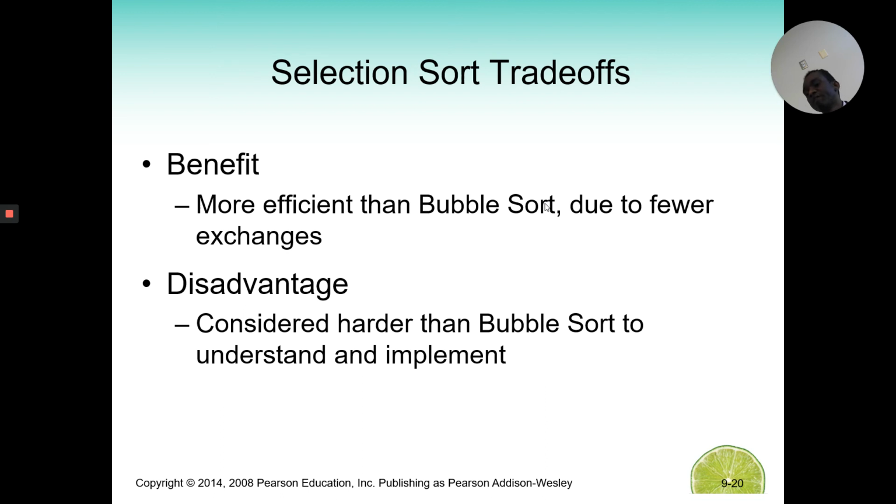The benefit is that the selection sort is more efficient than bubble sort due to fewer exchanges. The disadvantage is that it is considered harder than bubble sort to understand and implement.